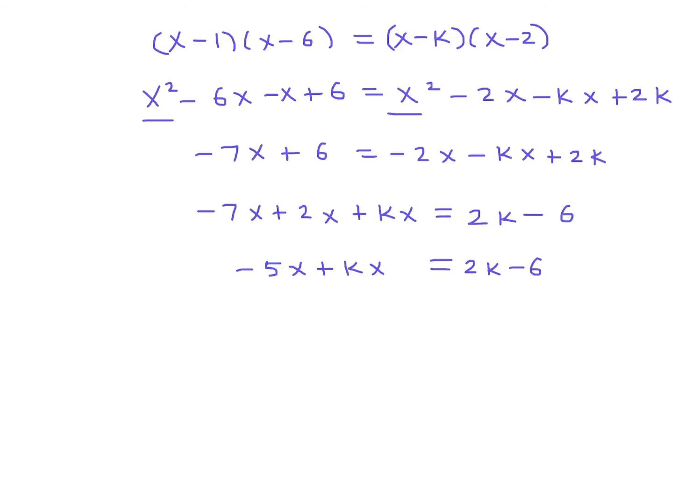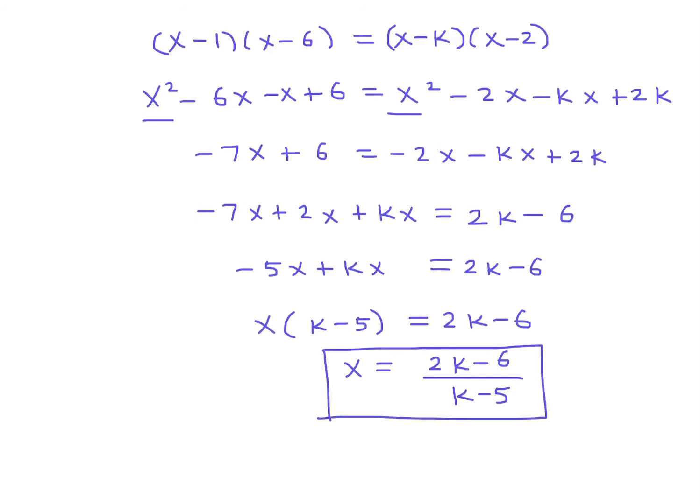And I guess we can factor out the x, so that will give you k minus 5 times x, and then 2k minus 6. And then solve for x, or put everything on one side like this, k minus 5. All right? So once we get down to this, you can see hopefully that when k is equal to 5, this will be undefined. X is undefined, right? Because you can't have the denominator as 0. So k equals 5 will give you no real solutions for x.